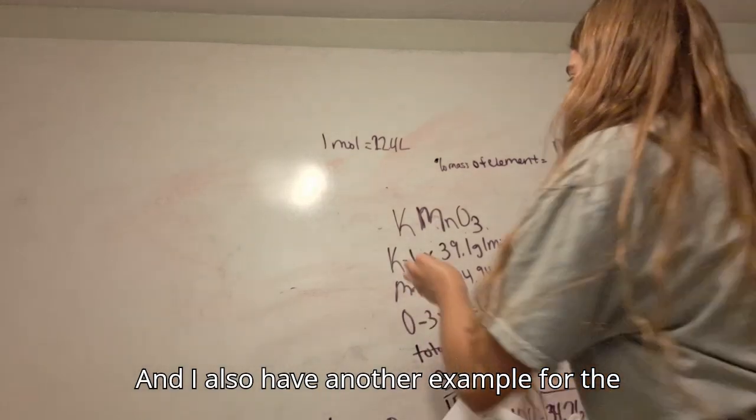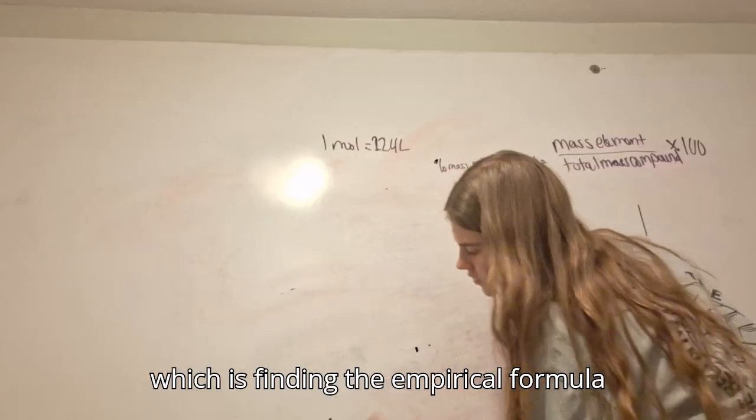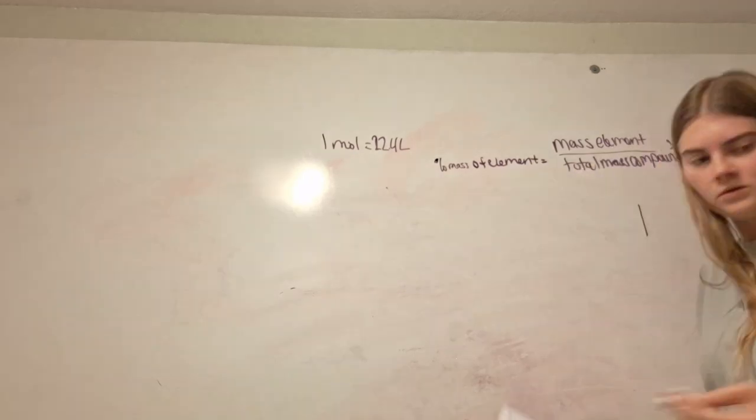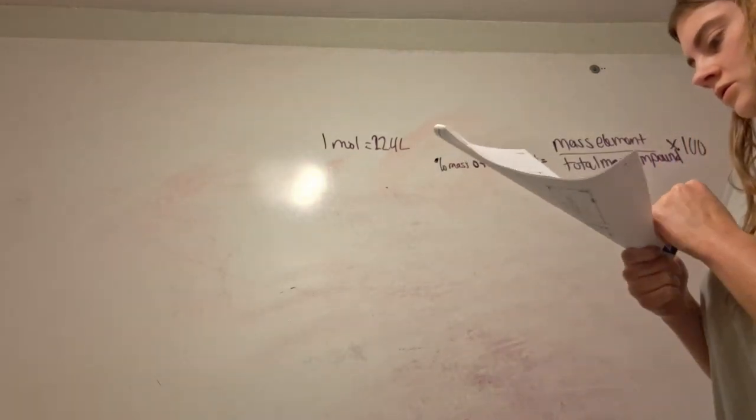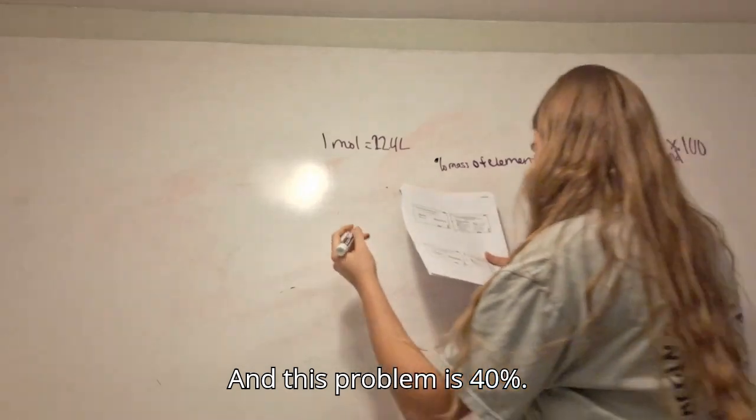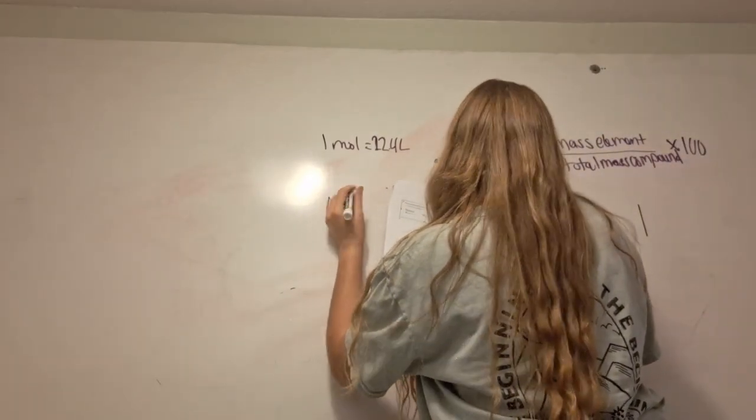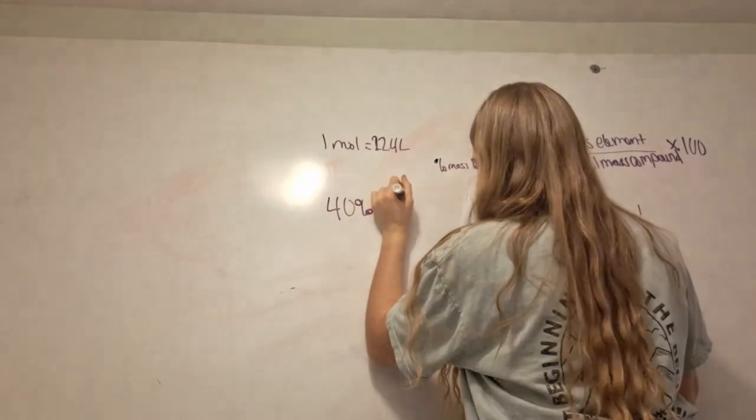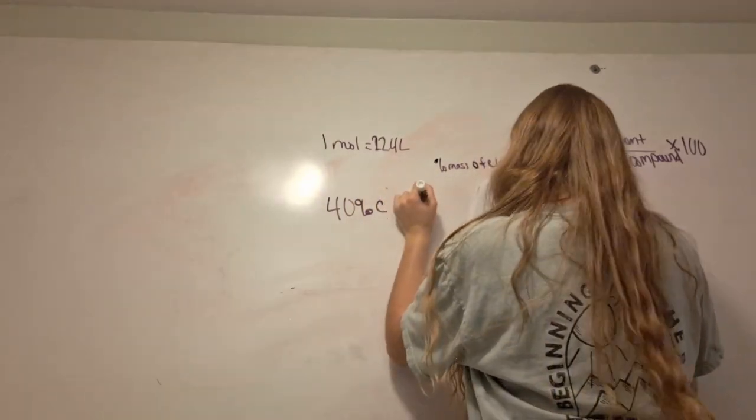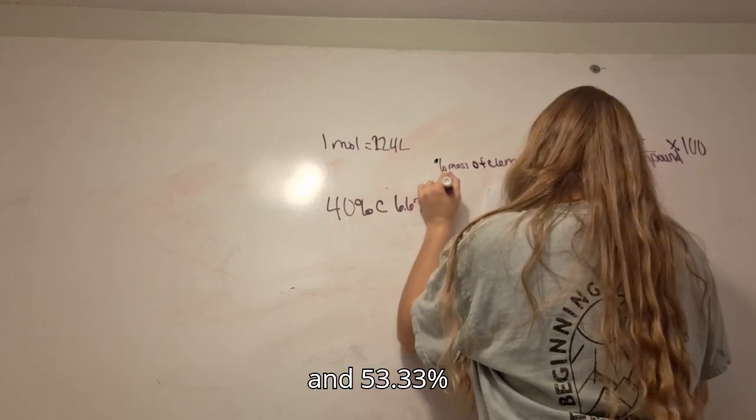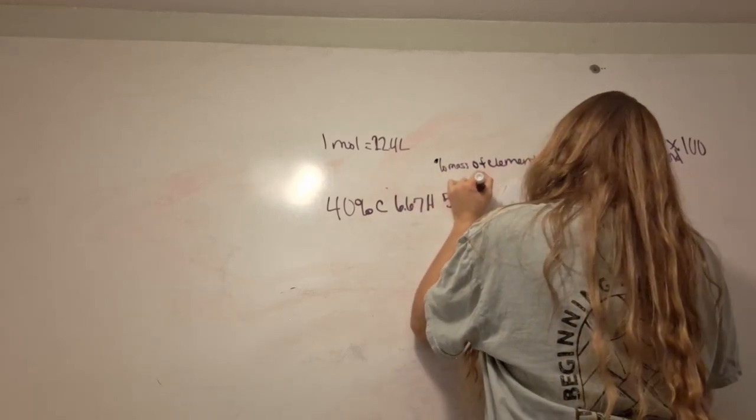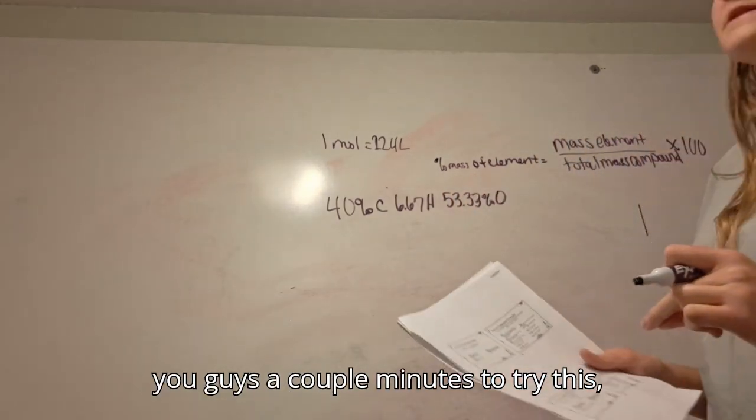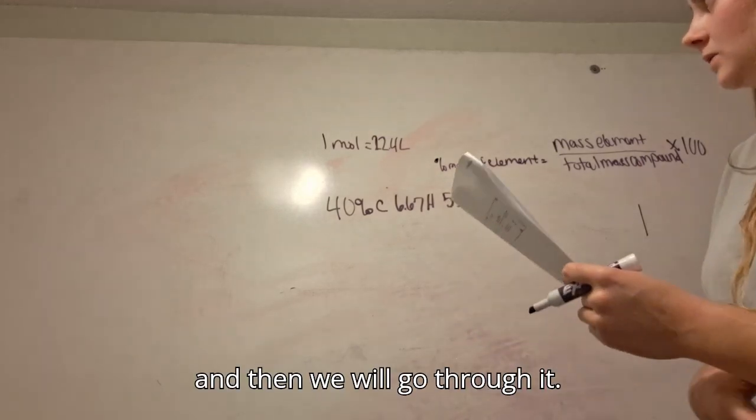And I also have another example for the second thing that we did, which is finding the empirical formula from composition. And this problem is 40% carbon, 6.67% hydrogen, and 53.33% oxygen. So I'm going to give you guys a couple minutes to try this, and then we will go through it.